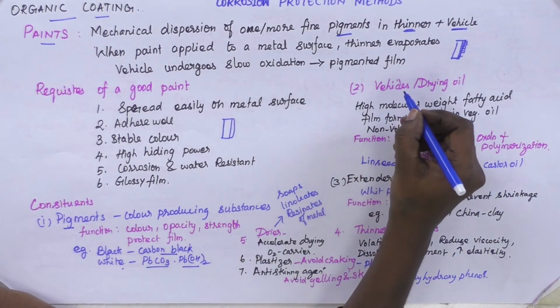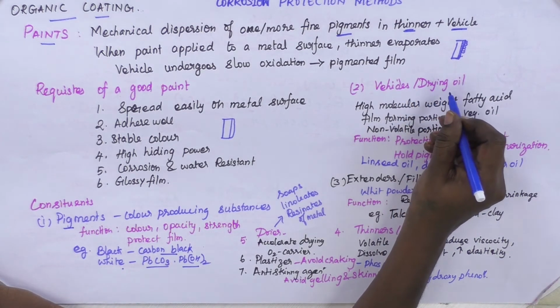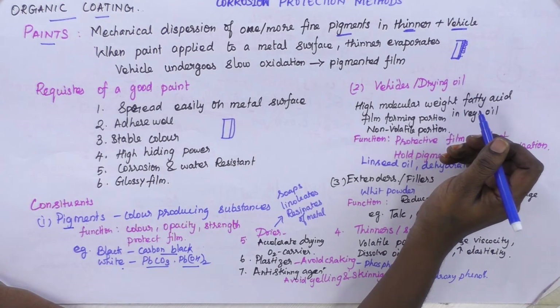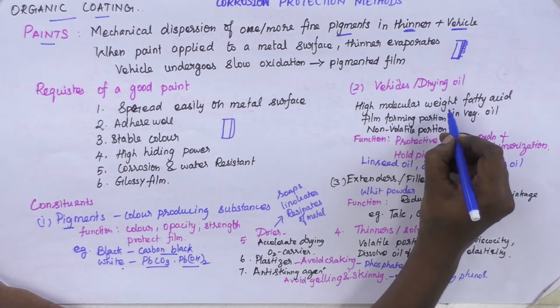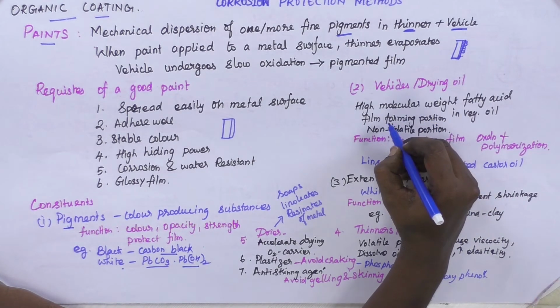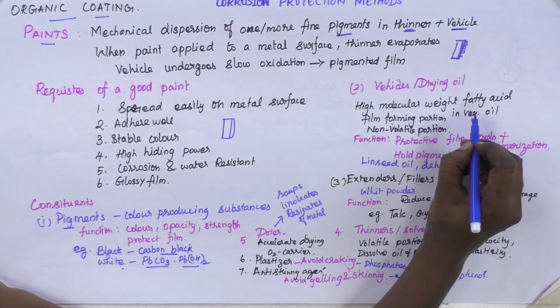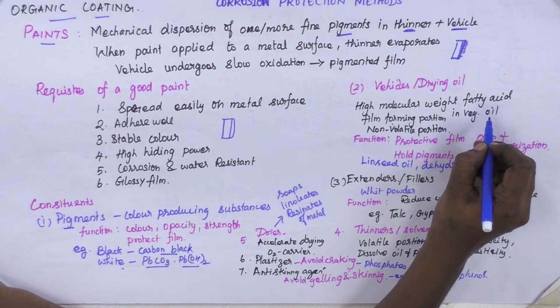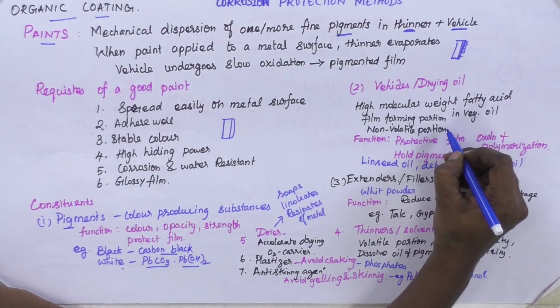The second constituent of a paint is the vehicle, or vegetable oil, or drying oil. It is nothing but a high molecular weight fatty acid, and it is the constituent that produces the film by oxidation or polymerization. It is the non-volatile portion of the paint.